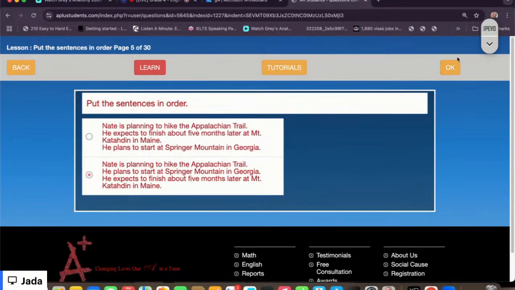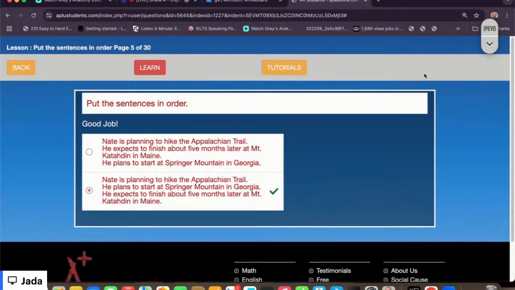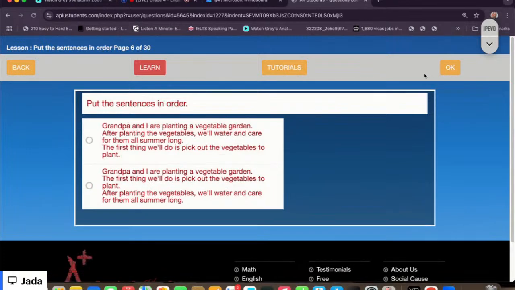So option two, okay. So he's starting in Georgia. So put the sentence in other. What's the right other for this? Grandpa and I are planting a vegetable garden. After planting the vegetables, we will water and care for them all summer long. The first thing we will do is pick out the vegetables to plant. So what's the right order for this?